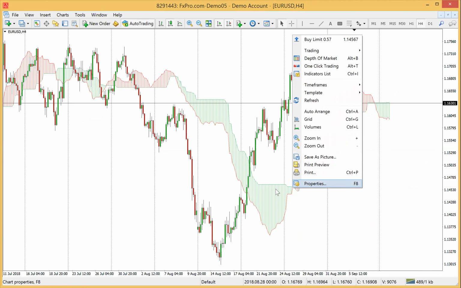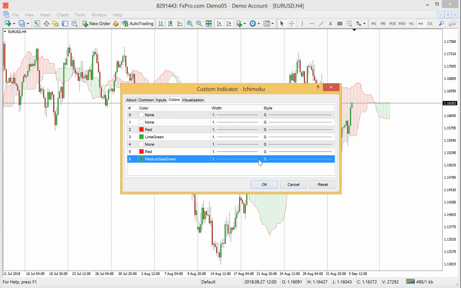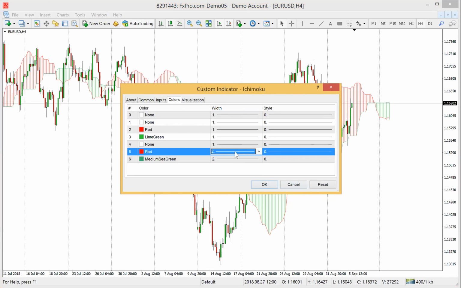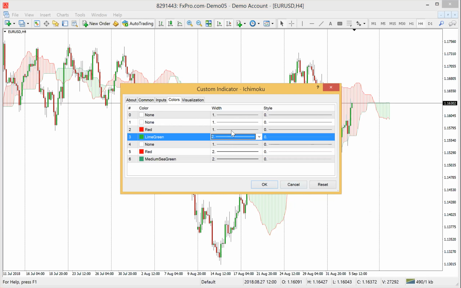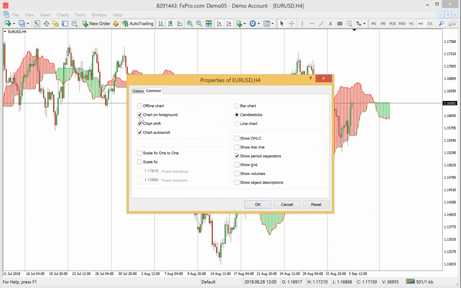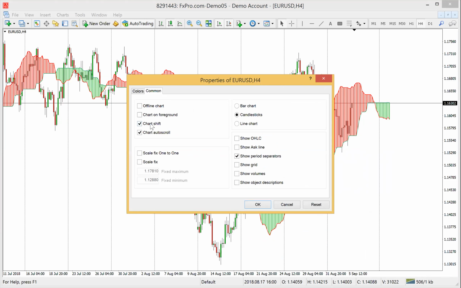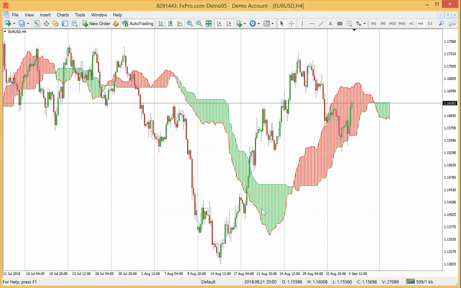So if I right click now, right click on the Ichimoku cloud and the properties, this is how you should have the color set up. I'll make the lines a bit stronger so you can see a bit clearer, sorry. Yeah, so you can see it a lot clearer now. And basically the Ichimoku cloud, how I've set it up now, is to show you support and resistance levels.